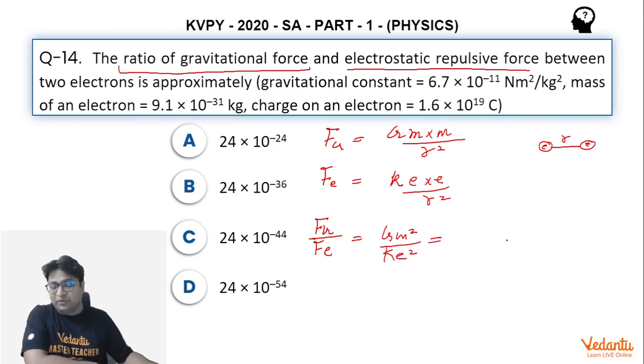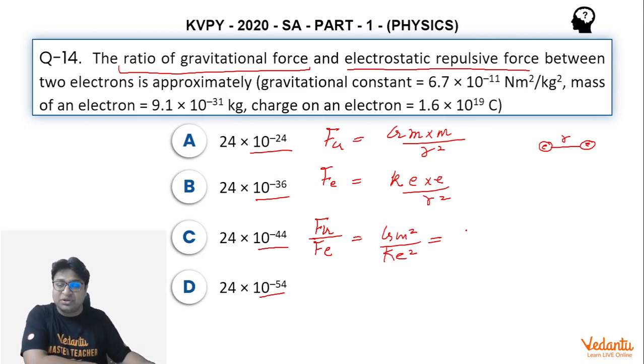And one more thing, before we start doing the calculation, have a look at the options. The options are, this 24 remains same in all the four options. They pretty much differ in the order of magnitude of this term. We just have to calculate the powers of 10. All right, and since the options are so different from each other, even the approximate calculation will do the job for us.